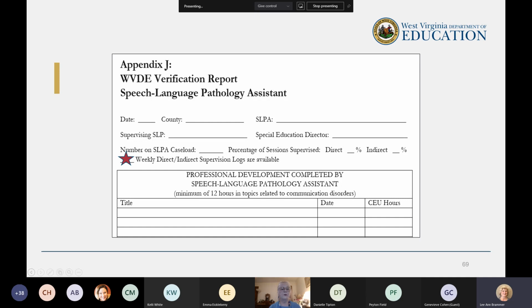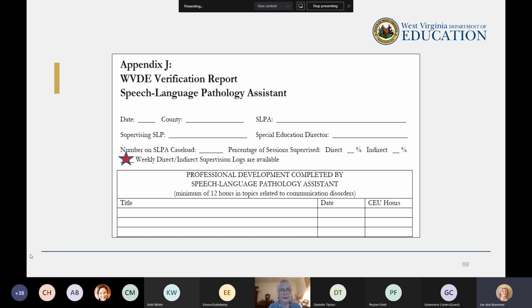And then the professional development, that's a big piece. SLPAs are required to have 12 hours of professional development, and you're going to list that on this form. Remember that the 12 hours need to be in communication disorders. They need to be very specific to communication, not safety or county trainings that you have to go through. It needs to be related to communication disorders.